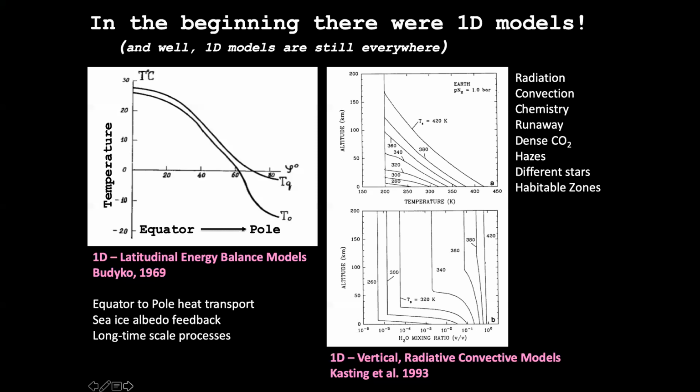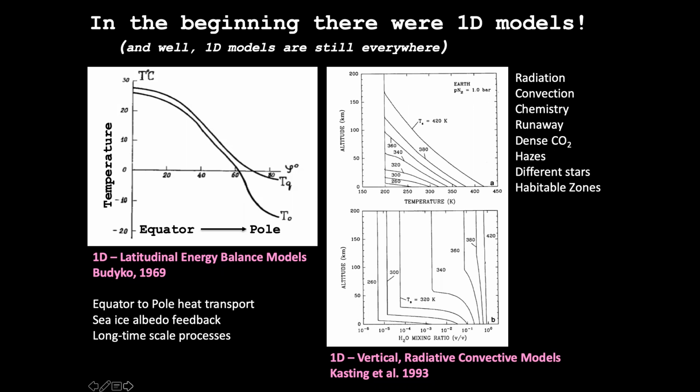In the beginning, there were 1D models. And well, 1D models, they're still everywhere. Why? Because they're very useful and they're very fast. 1D models are used for things such as calculating latitudinal energy balance. Budyko in 1969 did one of the first calculations of the sea ice albedo feedback and on long timescale processes using such a model, or the venerable Jim Kasting et al.